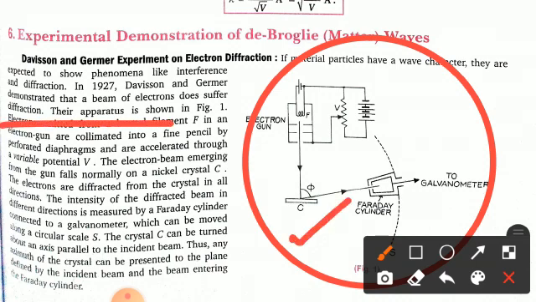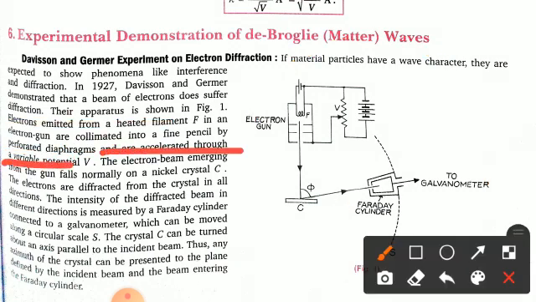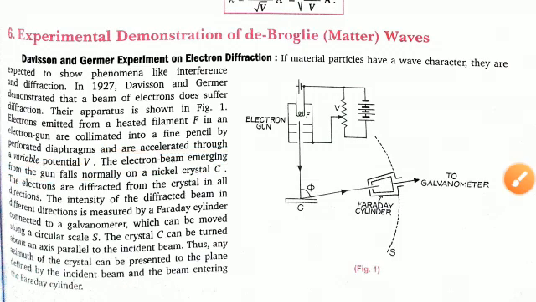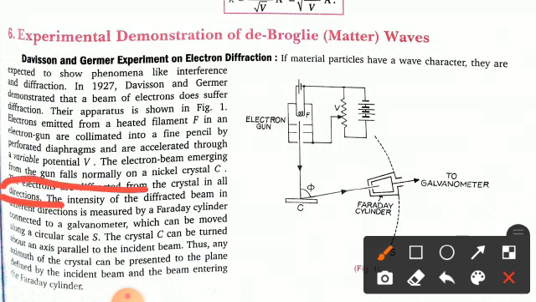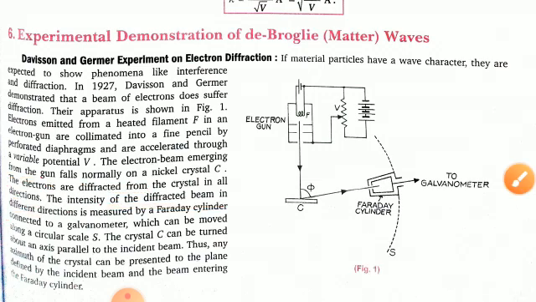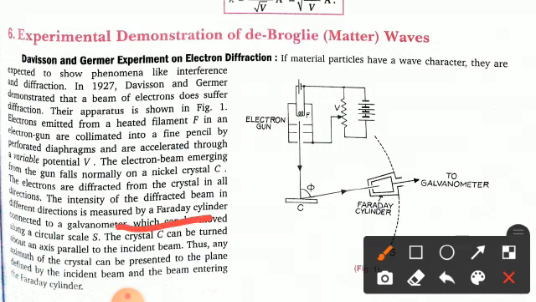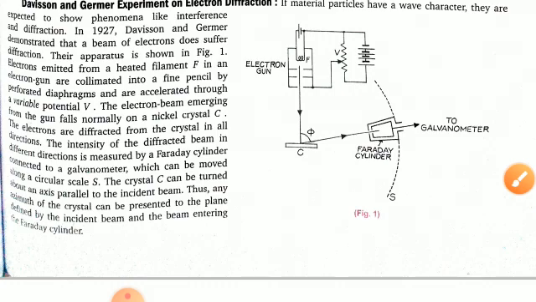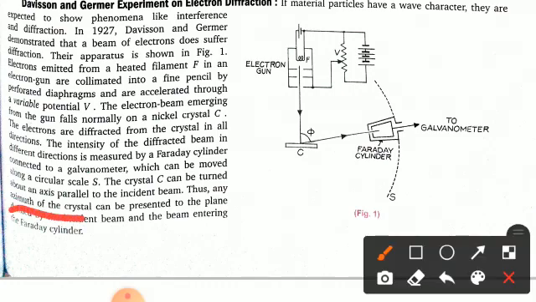Electrons emitted from a heated filament, which is F, in an electron gun are collimated into a fine pencil by the perforated diaphragms and are accelerated through a variable potential V. The electron beam emerging from the gun falls normally on a nickel crystal, which is C. The electrons are diffracted from the crystal in all directions. The intensity of the diffracted beam in different directions is measured by the Faraday cylinder, which is connected to a galvanometer and can be moved along a circular scale S. The crystal C can be turned about an axis parallel to the incident beam. Thus any azimuth of the crystal can be presented to the plane defined by the incident beam and the beam entering the Faraday cylinder. You can see here from the figure.